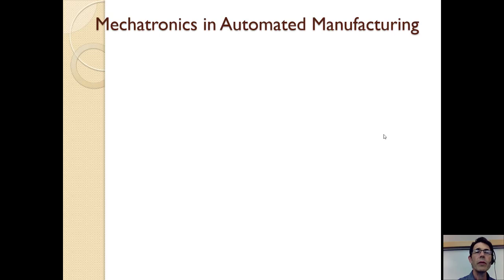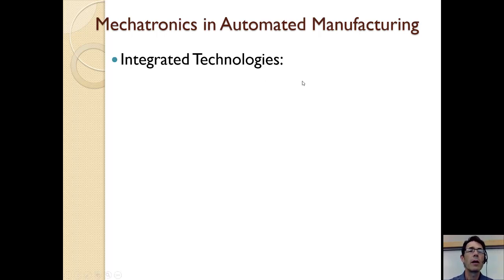Okay. So let's talk specifically about mechatronics in automated manufacturing. In this course, we're going to be doing a lot with this system called the HAS 200, Highly Automated System 200, and it's actually a manufacturing system in the lab. So we're going to focus on manufacturing, but just remember that a lot of these technologies are transferable to many different areas. So in mechatronics, you've got a high number of integrated technologies.